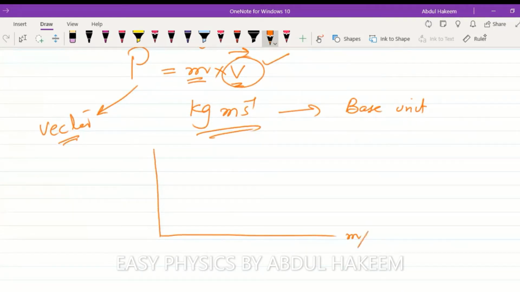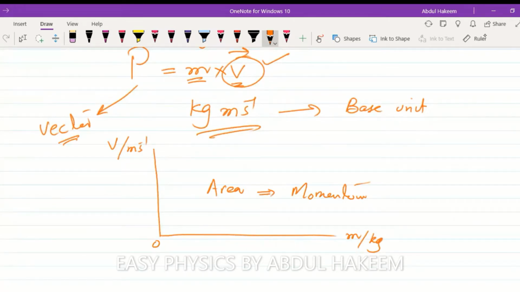Now, when the graph is plotted between mass and the velocity, then the area under the graph is equal to momentum. So momentum is the product of mass and velocity, mean velocity suppose at the y-axis, mass at the x-axis, then the area of this graph will be the momentum.